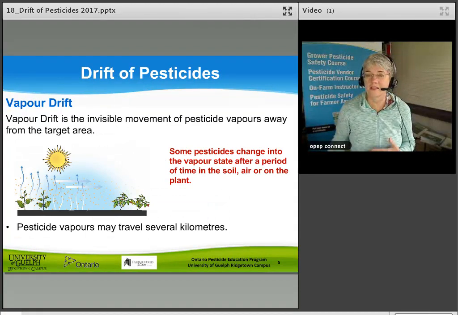Vapor drift is the invisible movement of pesticide vapors from the target area. So you really won't see vapor drift happening, but vapors will be released from some pesticides more than others. And some pesticides change into the vapor state after a period of time in the soil, air, or on the plant. Pesticide vapors may travel several kilometers.